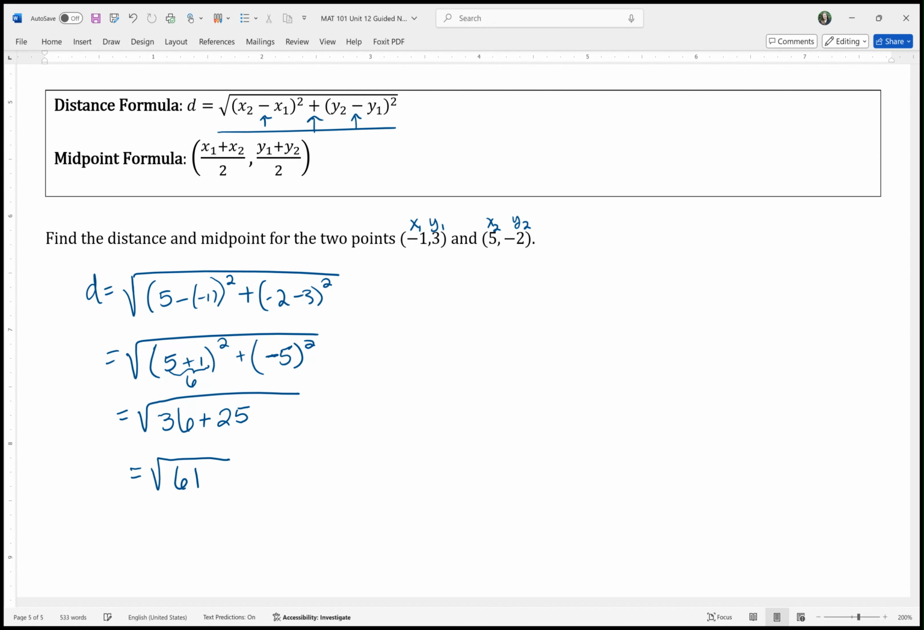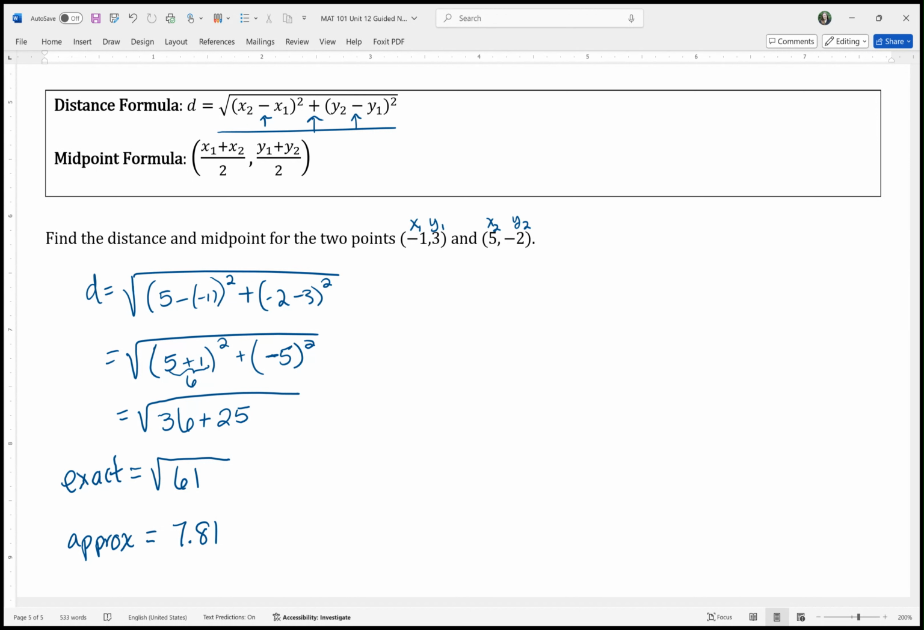Now, if it asks for an exact answer, that's your answer with the radical. So you would say the square root of 61, that's the answer. However, if it wants an approximation, you are actually going to put that in the calculator and get a decimal. So the approximate value is going to be 7.81, and then just round to whatever it says. If it says 2 decimals, do that, 3, whatever. So approximate is the decimal, exact is the radical.